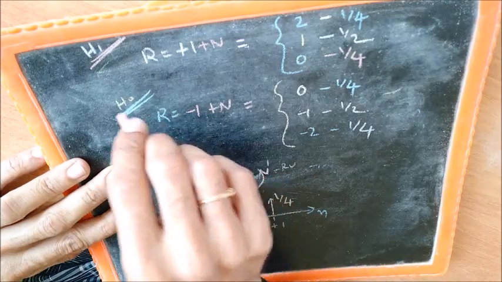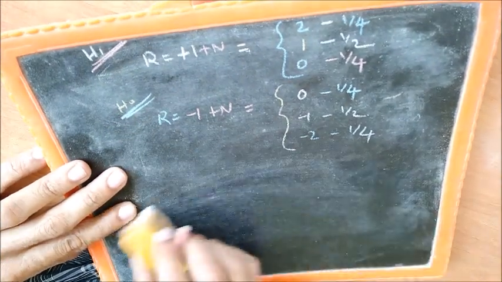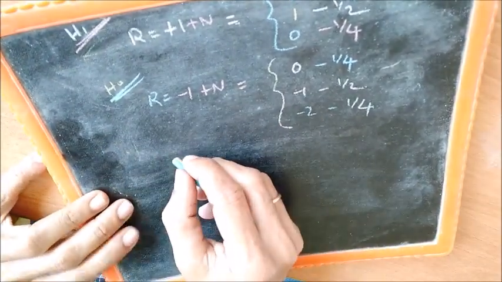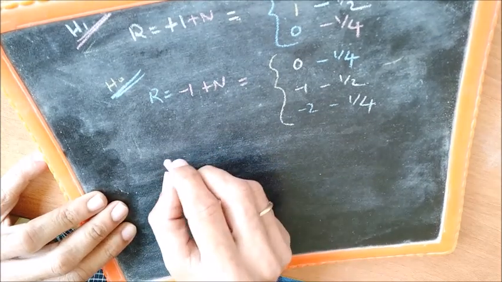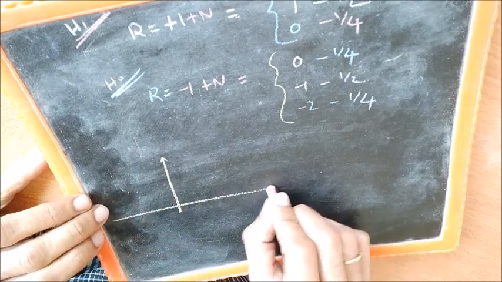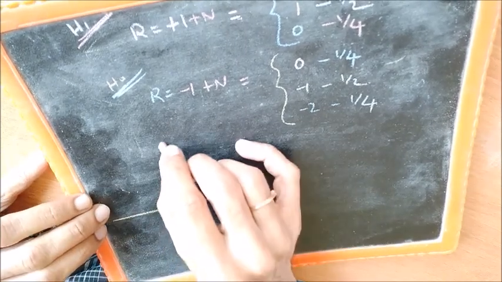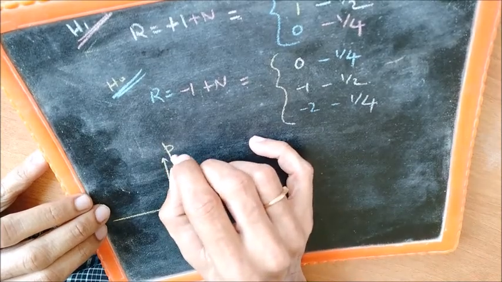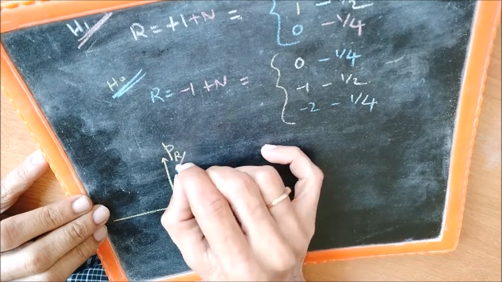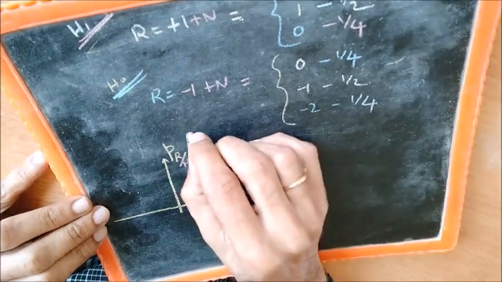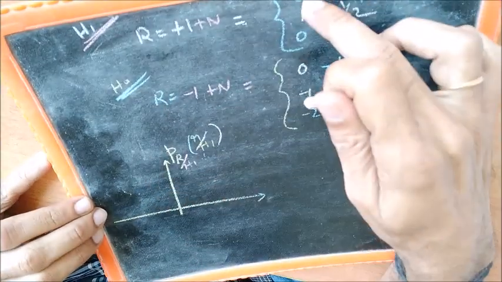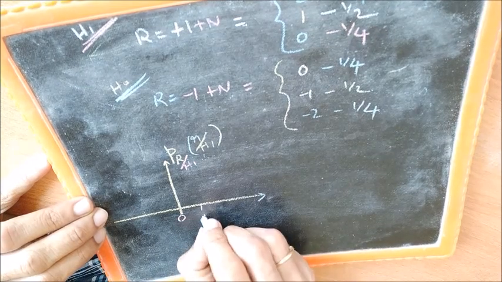We can now plot these conditional density functions just as we plotted the density function of N. Let me first plot the density function, small p, of the random variable R, given H1 is the true hypothesis. You can see that it is either 2, 1 or 0.